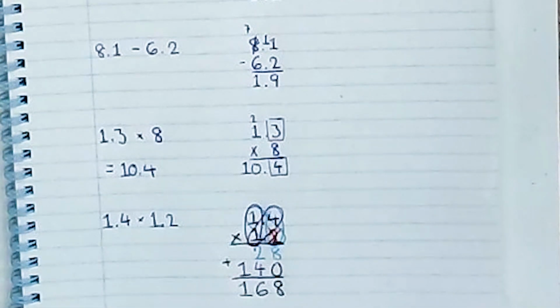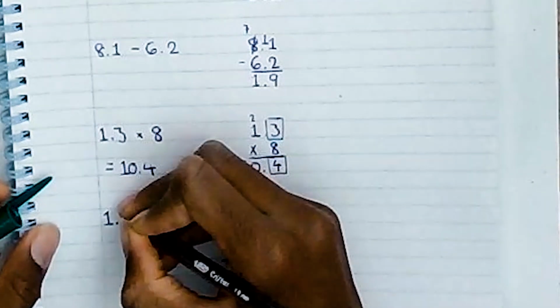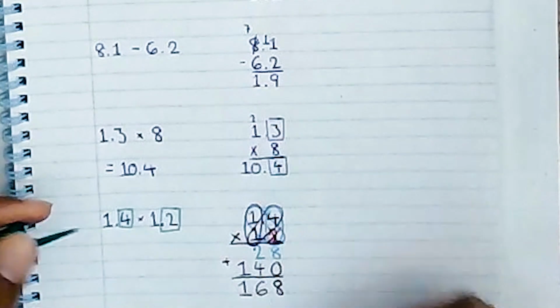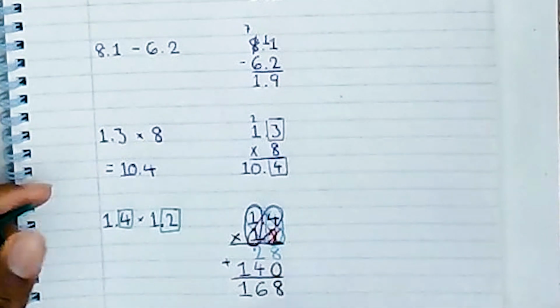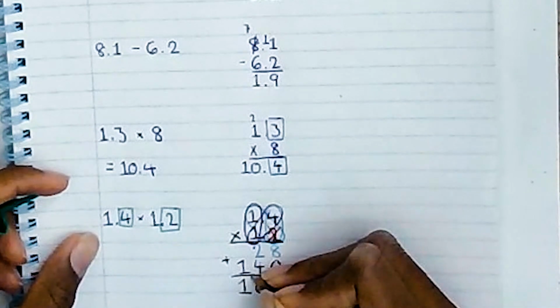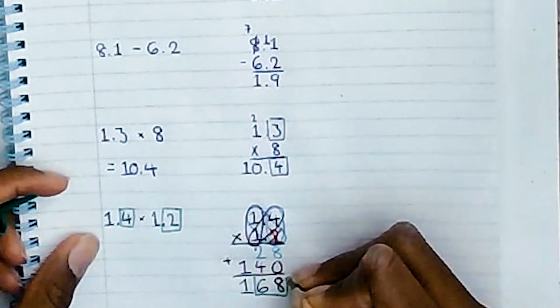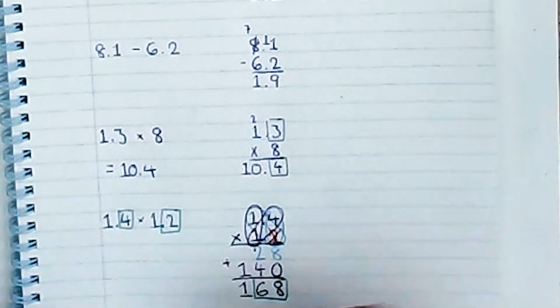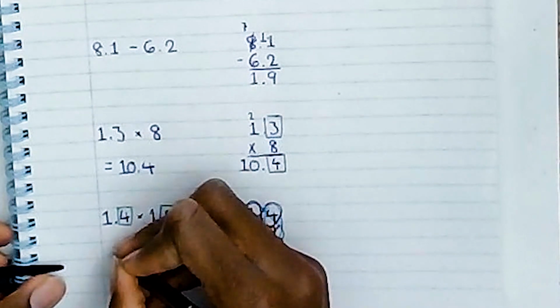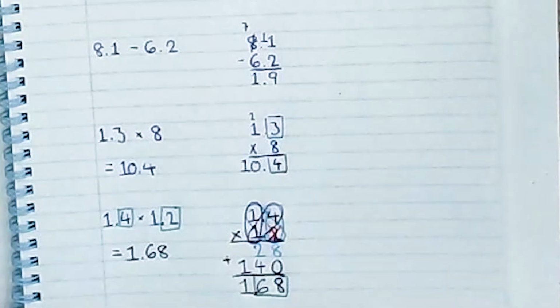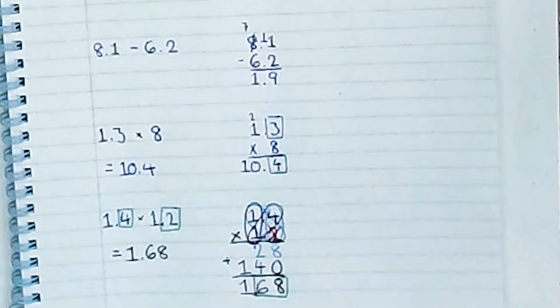But before we finish, notice how at the start there was one number after the decimal place here, plus another one here. So what we're going to do is make sure there are two numbers after the decimal point here. So we're going to add the point here. So our final answer is 1.68. I hope you understood that.